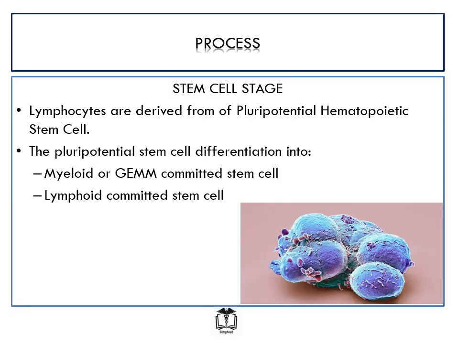Starting with the stem cell stage, every form of lymphocyte will be derived from the pluripotent hematopoietic stem cell, just like every other blood cell within the circulation. The hematopoietic pluripotent stem cell tends to differentiate into two major committed stem cells. This includes the myeloid lineage stem cell and the lymphoid lineage stem cell. Our focus in this model will be on the lymphoid lineage committed stem cell, which tends to eventually branch into the formation of progenitor cells for the T and the B cell lineage.